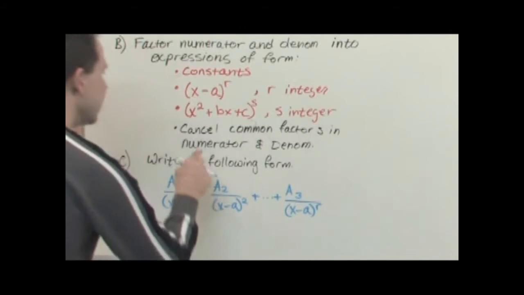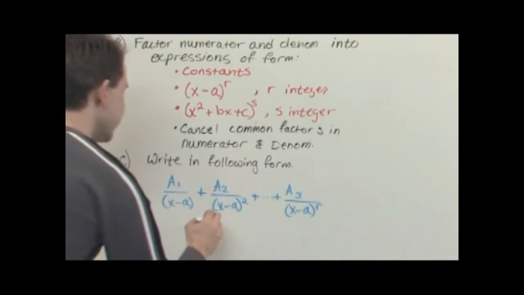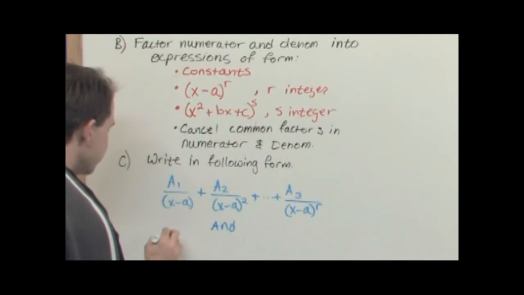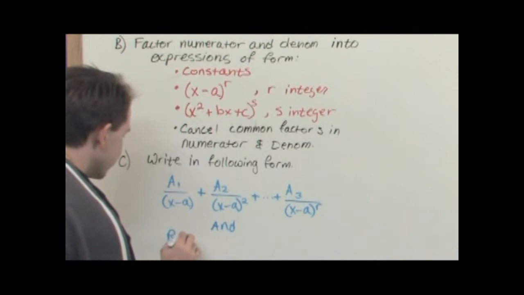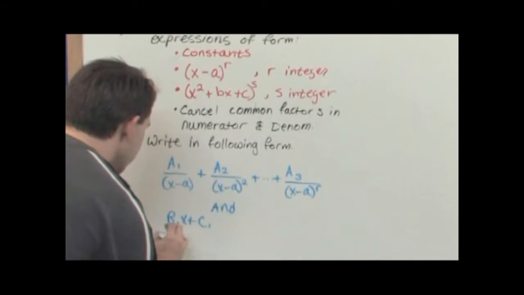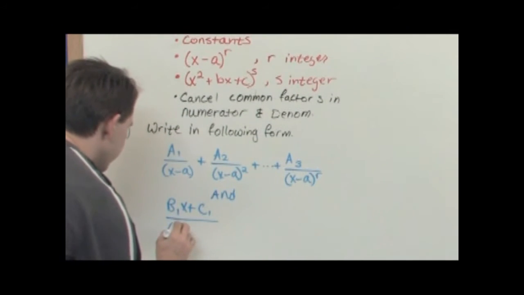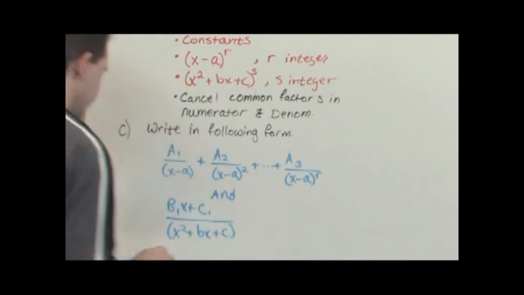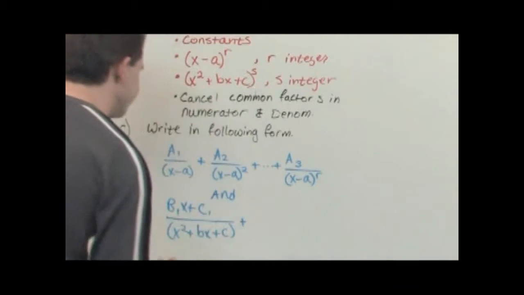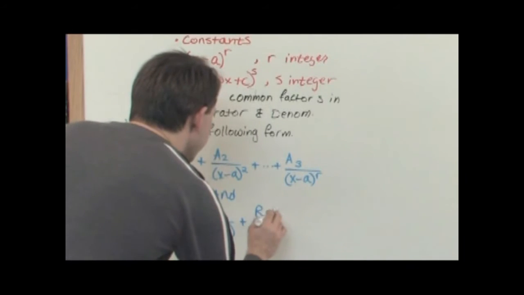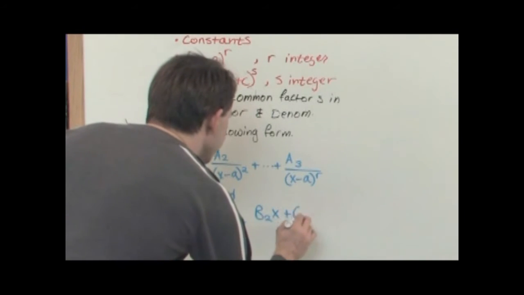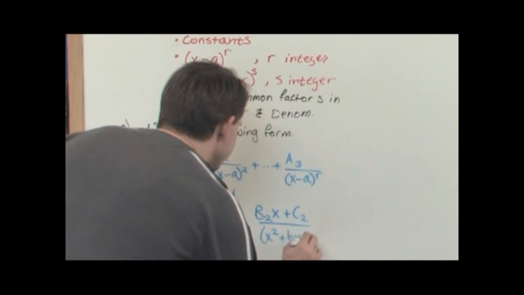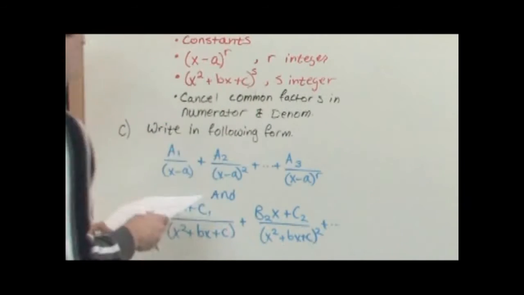Okay, now let's say you had some factors on the bottom that look like this. Then those would be written very, very similarly. The top would say b1x plus c1 over x squared plus bx plus c, plus b2x plus c2 over x squared plus bx plus c squared plus dot dot dot. Okay, so it's the same kind of thing.